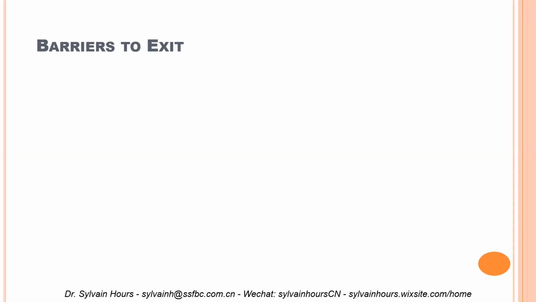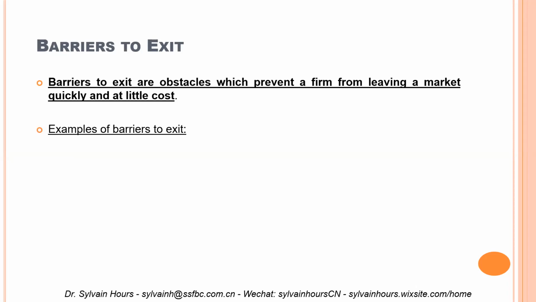Examples of barriers to exit, there are much fewer examples that we can give. So it's the opposite. These are obstacles that make it difficult for a firm to leave a market quickly and at little cost. The first reason for which it might be difficult for firms to leave a market will be the redundancy cost. If you want to leave a market, you might have to terminate contracts. And in this case, you make your employees redundant, and you might have to compensate them. It might be extremely costly for you to compensate your employees if you break the contract that you have with them.